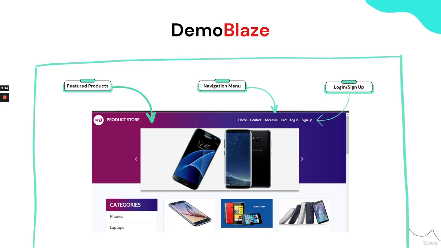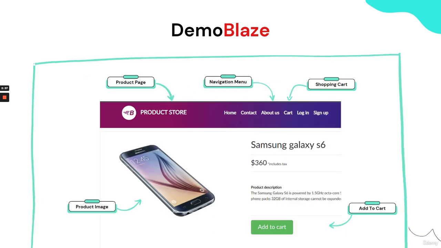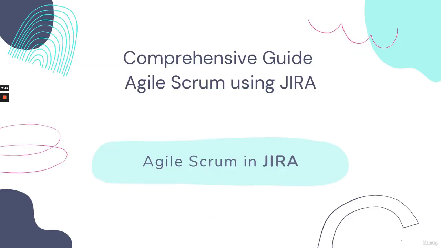Here is our Demo Blaze application. As we've covered before, we've looked at the featured products, navigation menu, login and sign up options, as well as other features such as the product page, shopping cart, and buttons on the page. Now, we're going to go through our comprehensive guide of Agile Scrum using the JIRA platform.